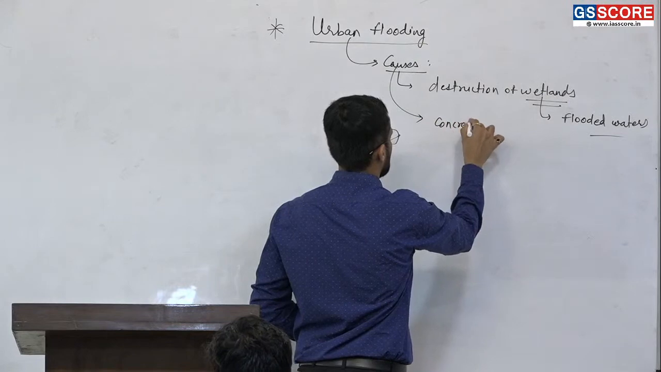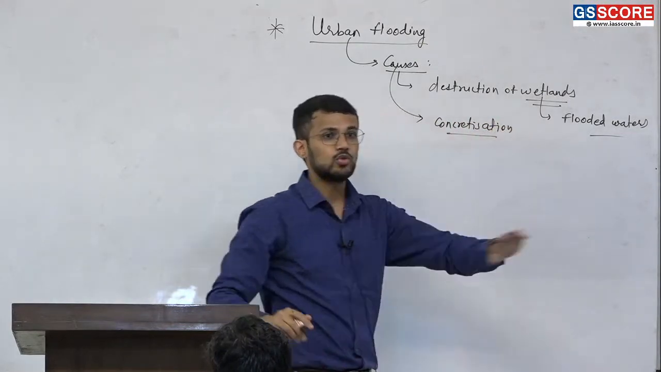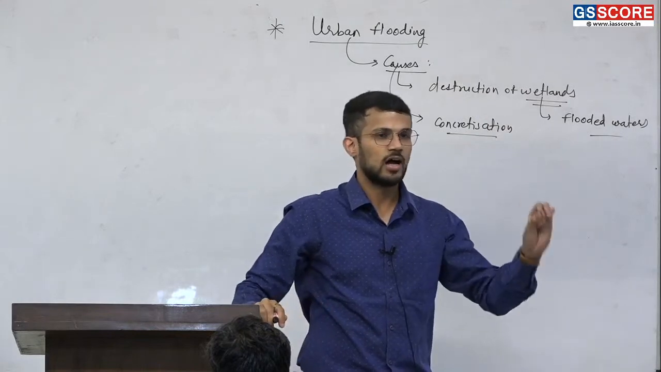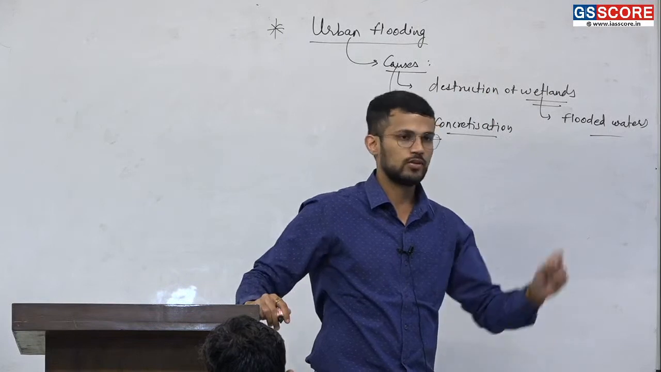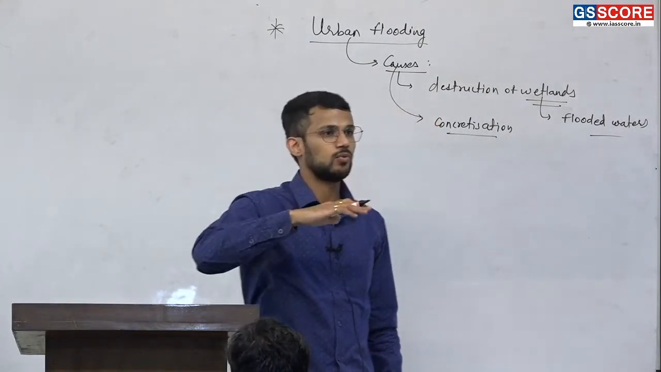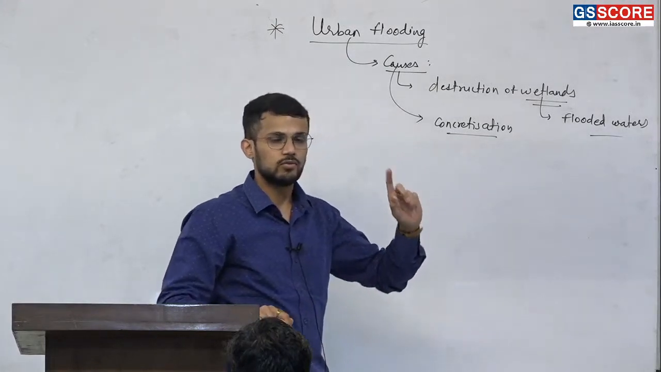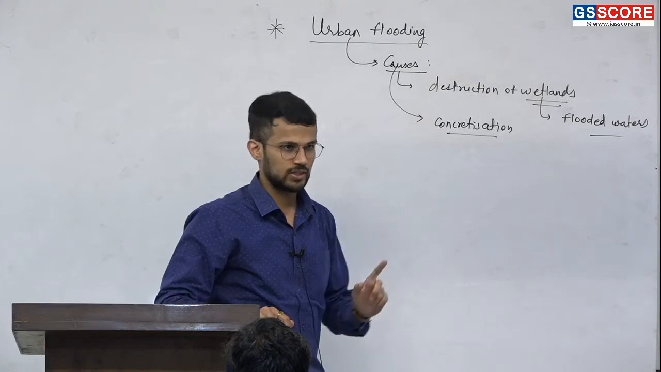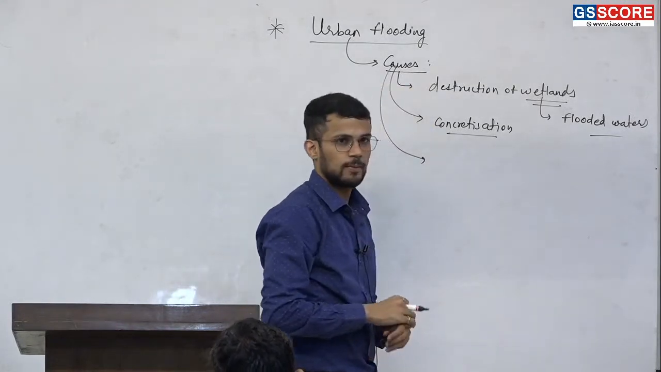Concretization. There is end-to-end concretization in cities, and that's why there is hardly any space for water to percolate into the ground. And if water is not percolating, it will flow. As a result of that flow of rainwater, there will be urban floods that we will witness. End-to-end concretization. Next.